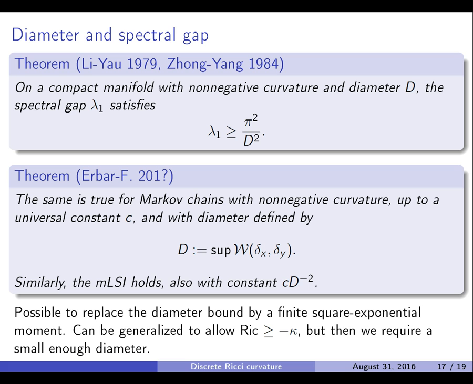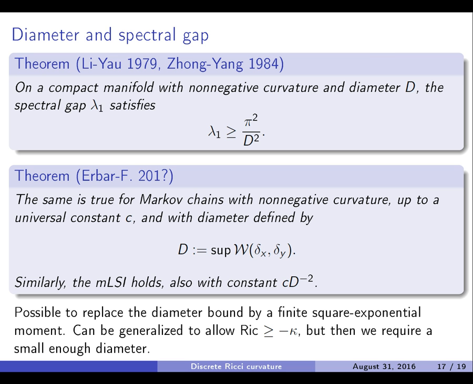And in the same way, in the discrete setting, this 1 over d square up to the constant is the sharp behavior of the spectral gap for random walks on one-dimensional discrete toruses. So this is the best possible universal lower bound up to the value of the constant.